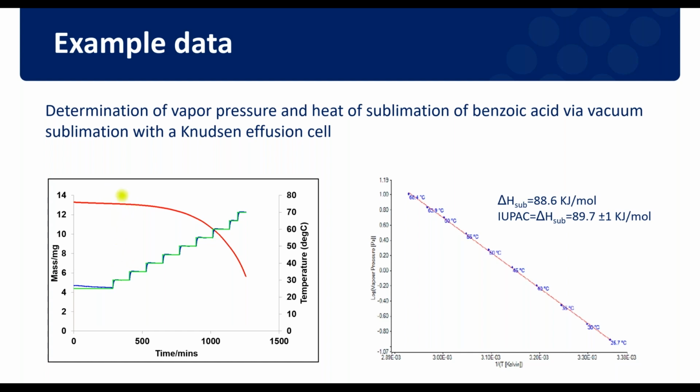So for each step the vapor pressure is calculated, the vapor pressure at 25, 30, 40, etc. And then afterwards, using the Clausius-Clapeyron equation from the previous slide, the logarithm of pressure is plotted against the inverse of temperature. We see a very good straight line fit, which allows us to calculate the enthalpy of sublimation. This material is benzoic acid, a solid with a relatively high vapor pressure. But many other solids can be measured using different temperatures.